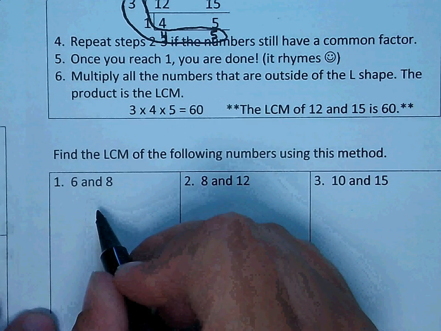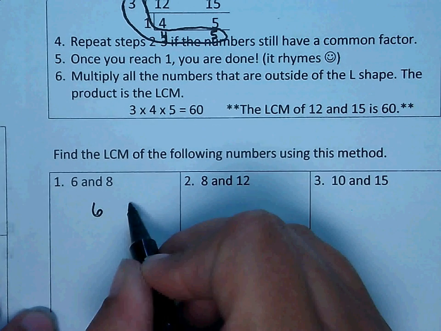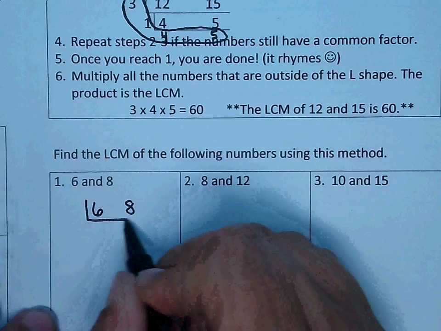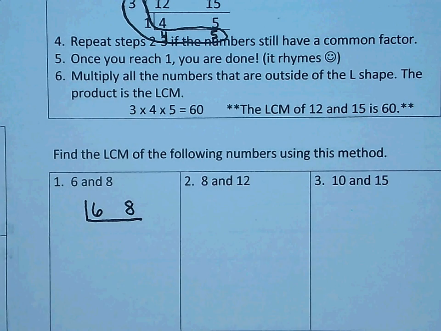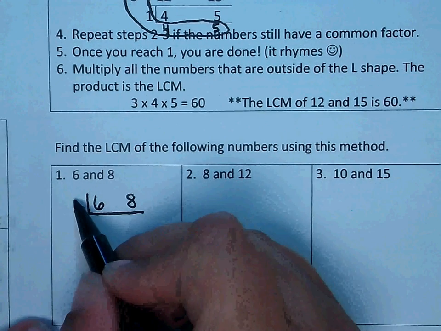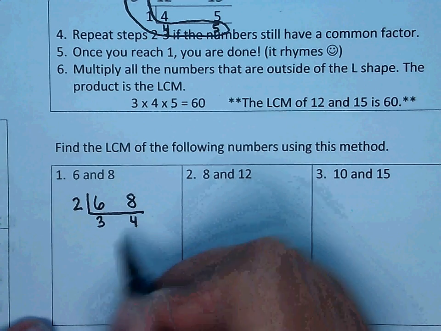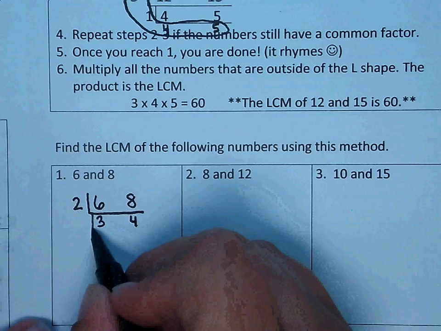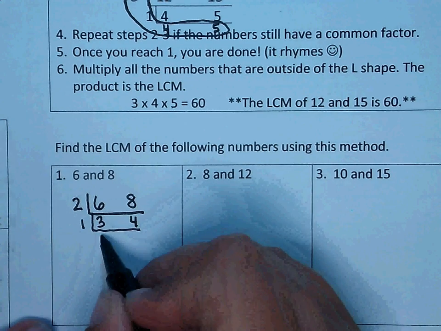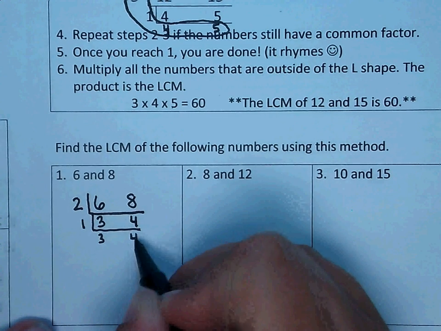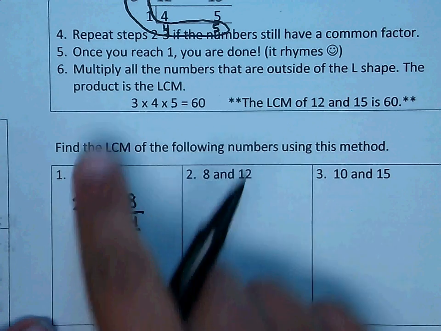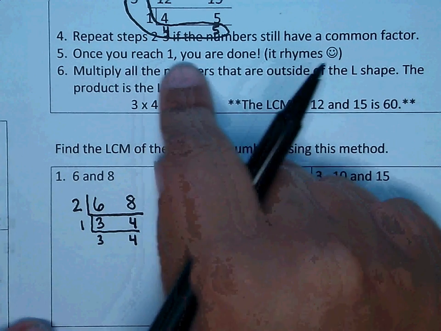So 6 and 8. What's the smallest prime factor that we can pull out for both? 2. So this gives me 3. This gives me 4. What do they both share in common? A 1. So this gives me 3. This gives me 4. Once you reach 1, you're done. So look at step 5. Once you reach 1, you're done.